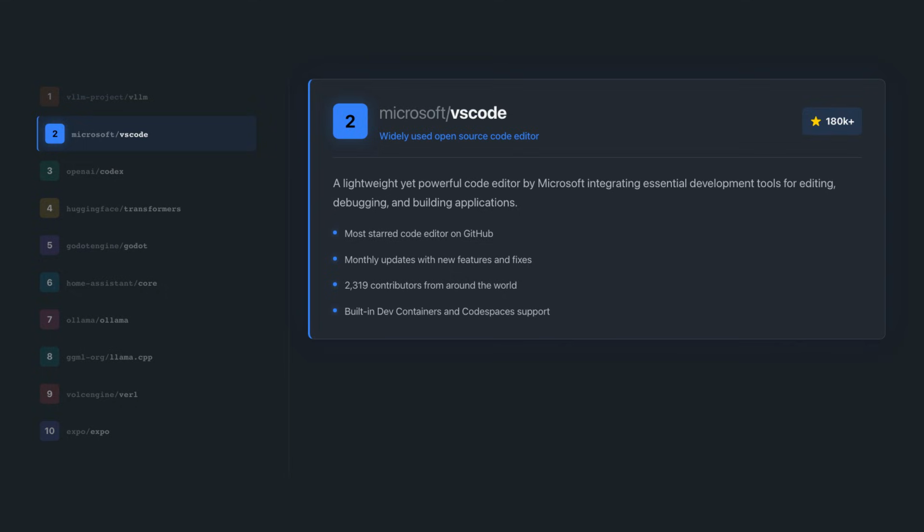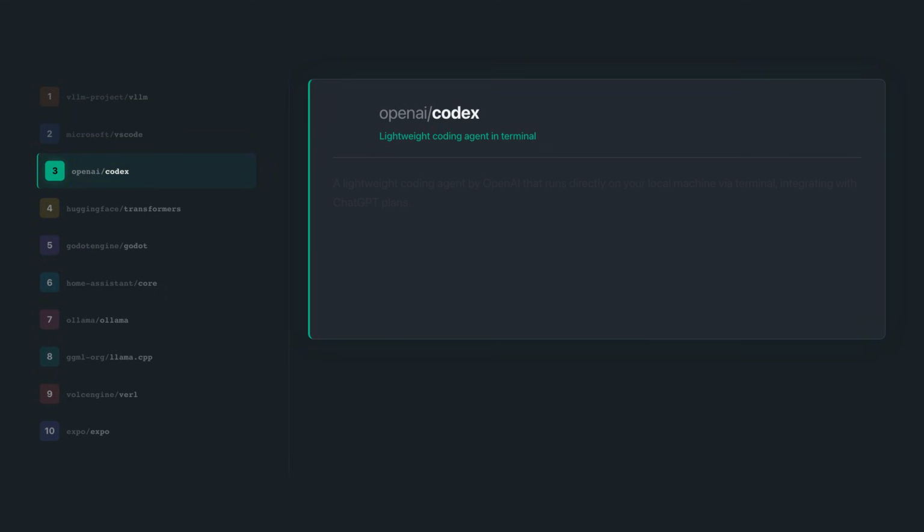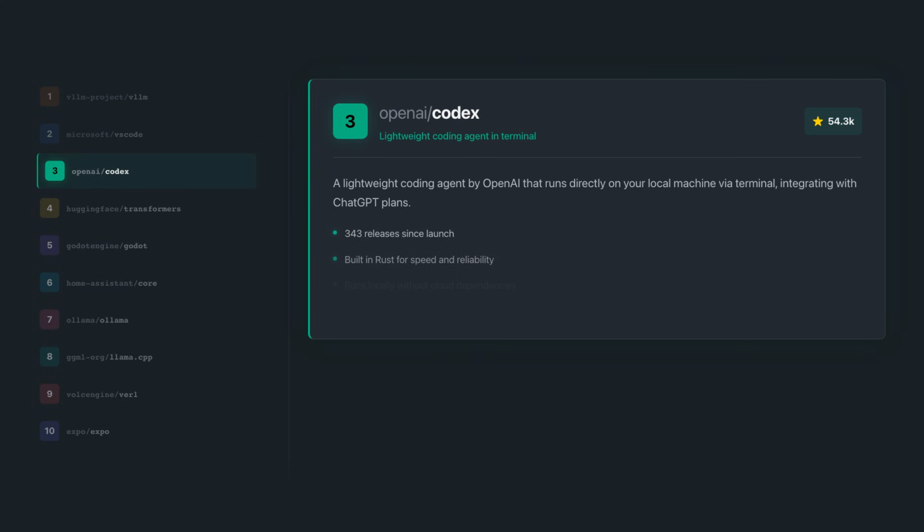coding. Number 3. OpenAI/Codex. OpenAI's Codex CLI represents a philosophical shift. What if AI coding assistants lived in your terminal, not the cloud? Built in Rust for speed and reliability, Codex runs entirely on your local machine. No API keys, no cloud dependencies, no data leaving your laptop. Codex's embrace of the Model Context Protocol suggests OpenAI sees a future of interoperable AI tools rather than walled gardens.